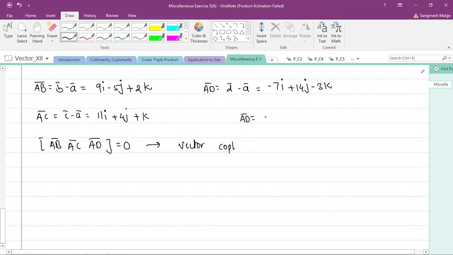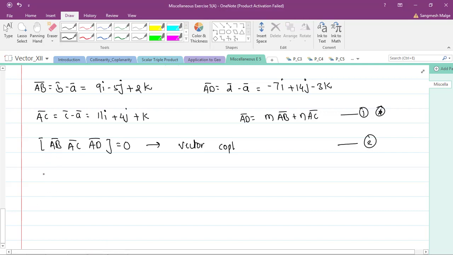AD bar is equal to M into AB bar plus N into AC bar, and find the value of M and N. This is the first approach, and this is the second approach. Okay, so this approach we have already covered in previous exercises. Now let's see this box product approach.